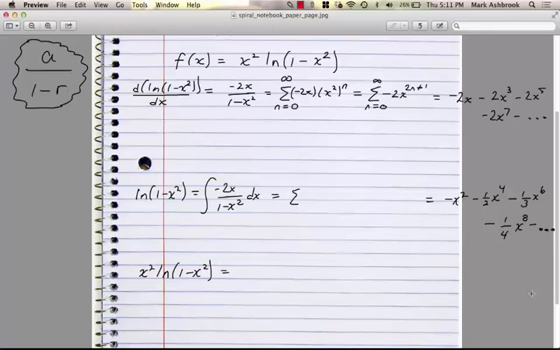Because the antiderivative of that is this thing, ln of 1 minus x squared. So its power series is right here. Power series for ln of 1 minus x squared is here. What did I do? I just did antiderivative term by term. So I got negative x squared minus 2 over 4 x to the 4th minus 2 over 6 x to the 6th minus 2 over 8 x to the 8th. Agree with that?